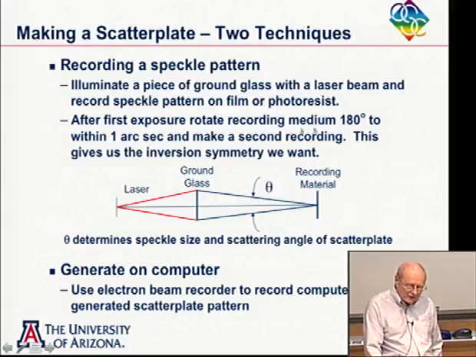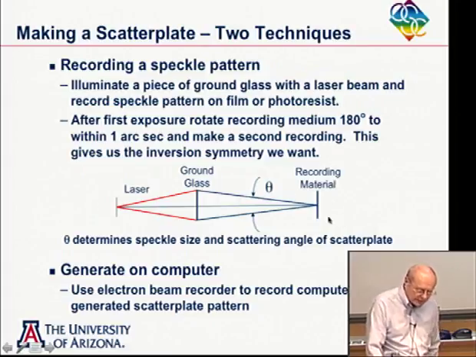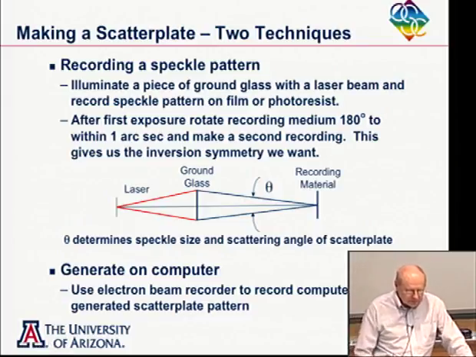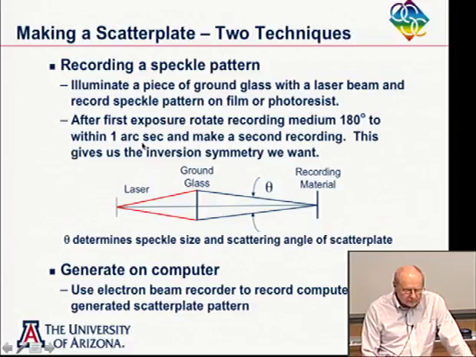Now, how close does it have to be to 180 degrees? I mean, you could go through some calculations, and it depends on the size of the scatter plate and so on. But if you can do this within an arc second, it's going to work. It's going to be great. That will give us the inversion symmetry we want.